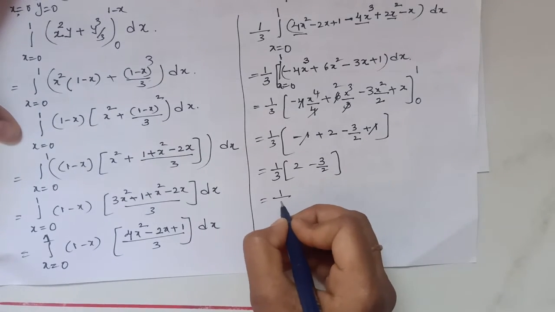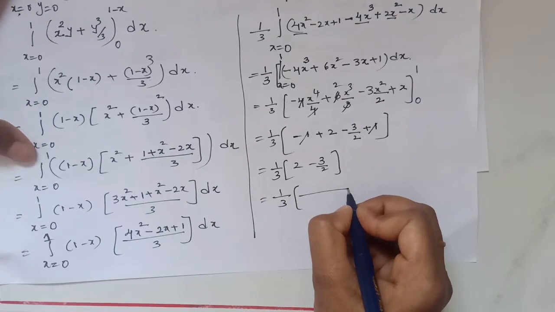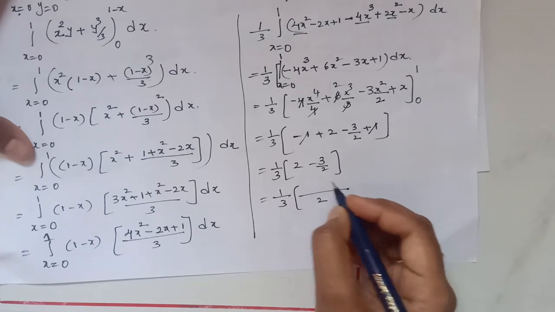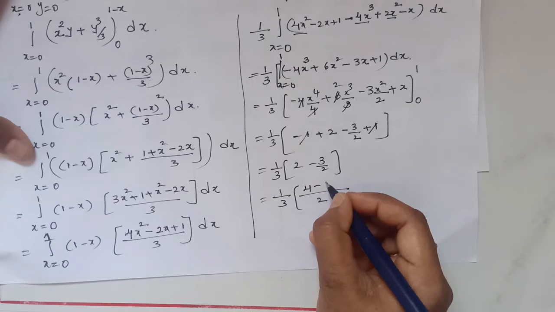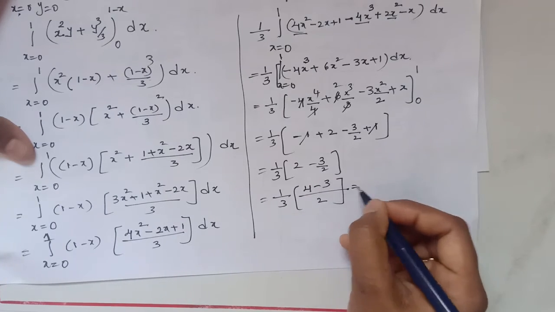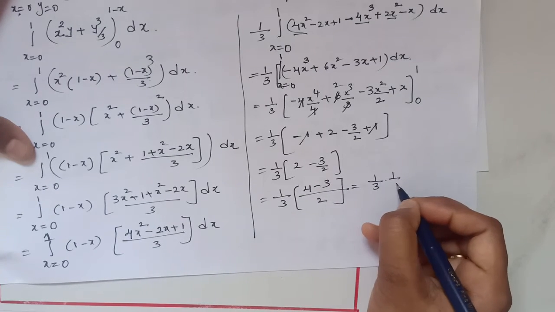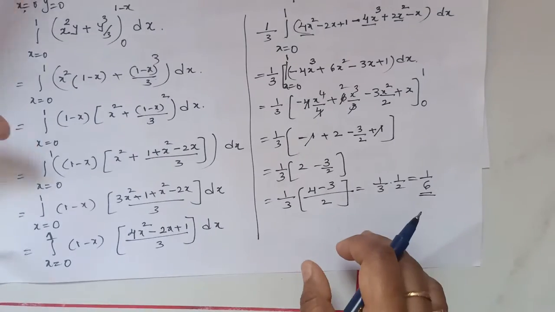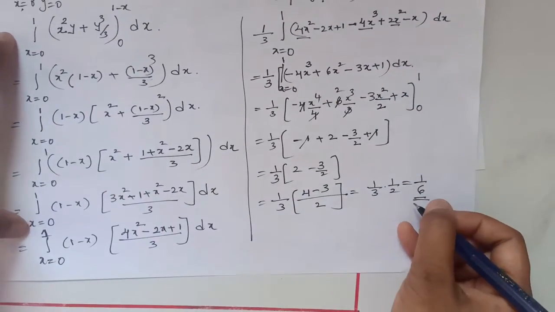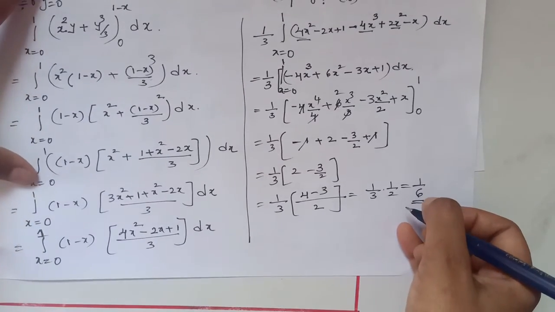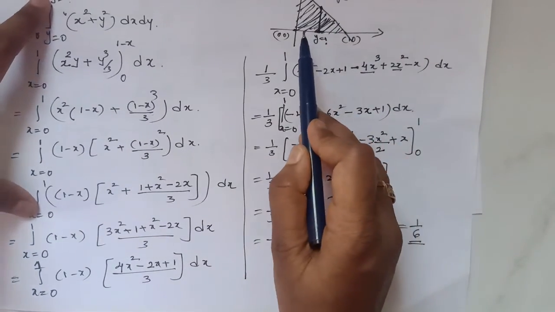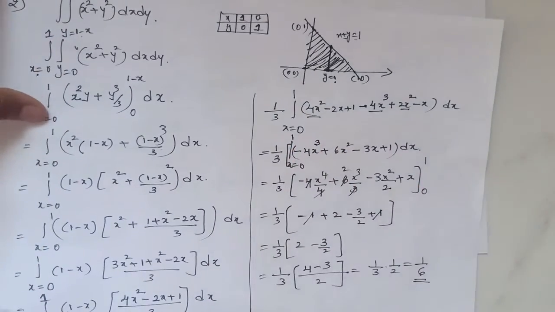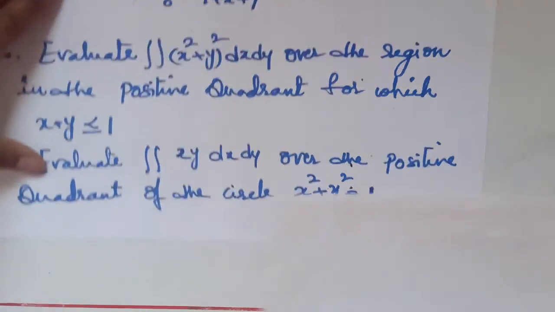This is equal to 1 by 3 into, 2 LCM, 4 minus 3 is equal to 1 by 3 into 1 by 2. This is equal to 1 by 6. Okay, the integral value is 1 by 6. So when limits are not given, you have to find out the limits using the given region. Okay, similarly we solve the third problem.